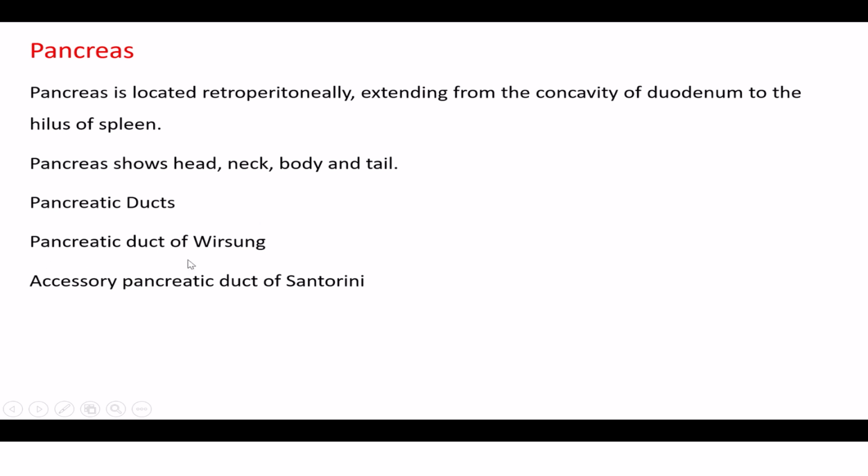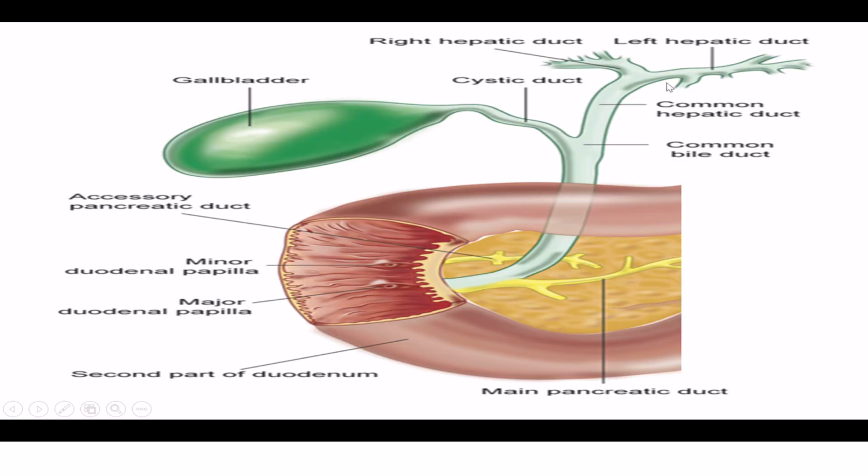The main pancreatic duct is called the duct of Wirsung, and there will be an accessory pancreatic duct which is called the duct of Santorini. So you can see here, these are the right and left hepatic ducts, common hepatic duct. You can see the gallbladder with the cystic duct. Cystic duct joins with the common hepatic duct to form the common bile duct.